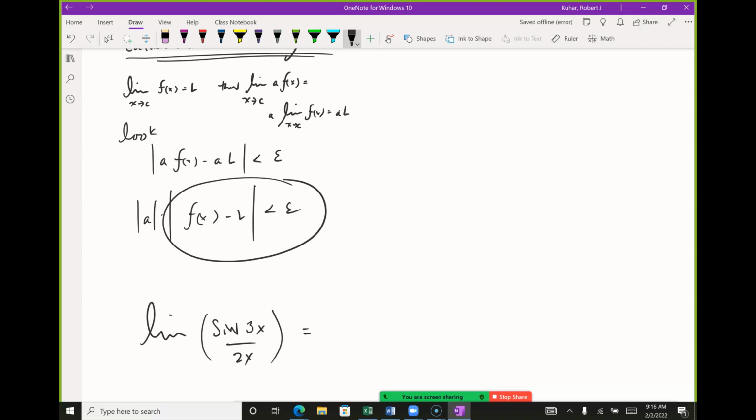Okay, I could do that, but I want to do it a little differently. I want those things to match. So I want a 3x upstairs and I want a 3x downstairs. I don't want a 2x downstairs, but I can move constants out. So tell me what comes out of this limit, as x goes to 0. Where does that 2 go?